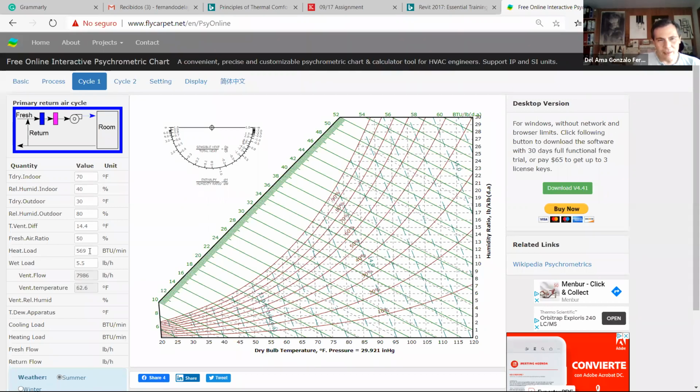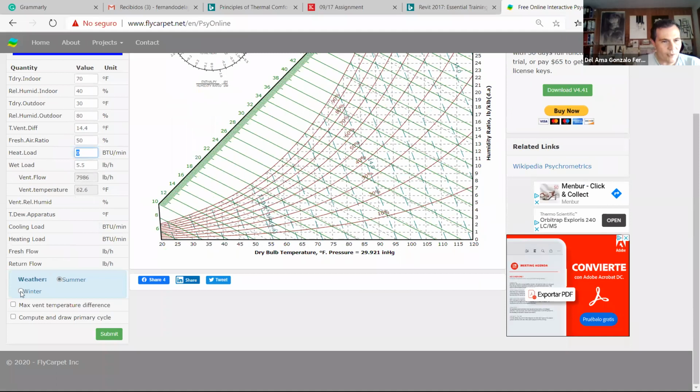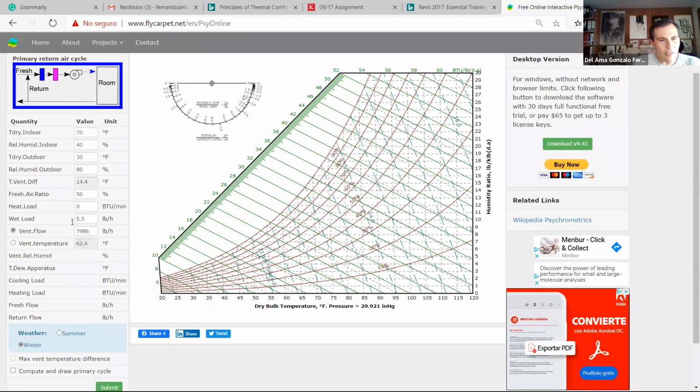Here we have a heat load. This is an extra heat load that we can apply here. But we are just mixing these two airflows, so here we type 0 in this heat load. Remember, the fresh air ratio is 50. What else do we have to decide? Well, here we have to select winter. You see weather: summer, winter. So we select winter. And we have the ventilation flow. The ventilation flow in pounds per hour, we calculated that before.